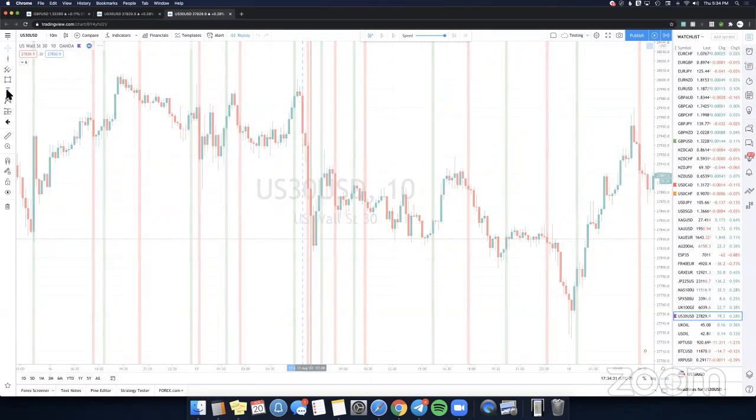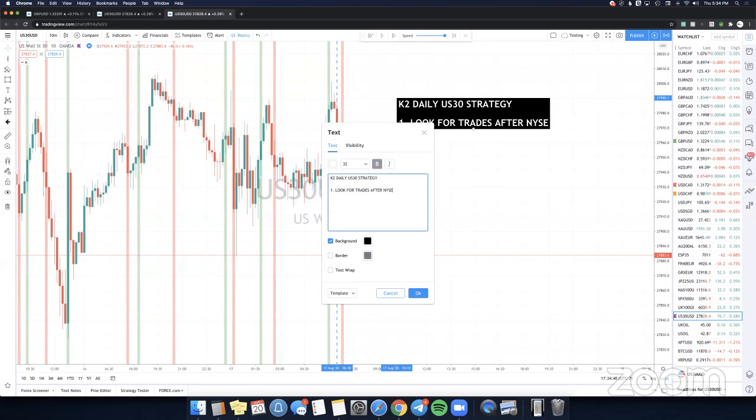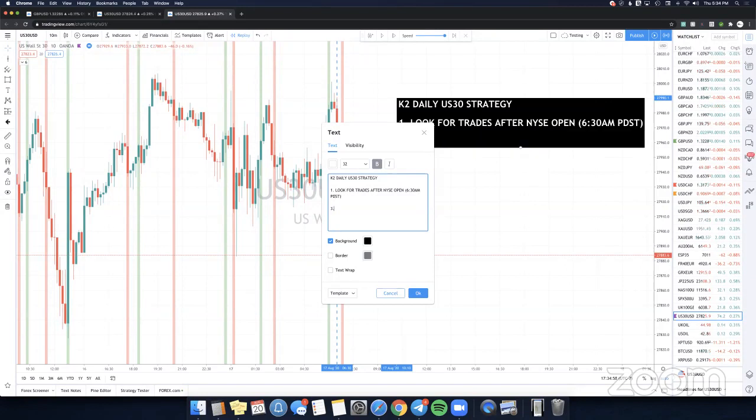So, let's go back to the requirements again. This is going to be for the whole week, guys. So this is the K2 daily US 30 strategy. For one, look for trades after the New York Stock Exchange open, and that would be 6:30 a.m. daylight savings time. And then next, take the first valid K2 signal.